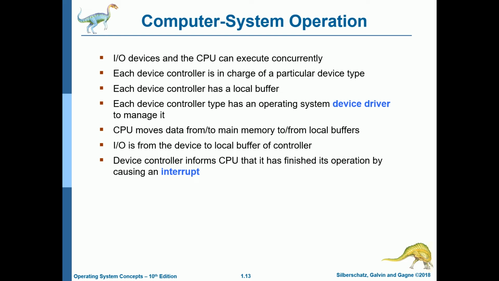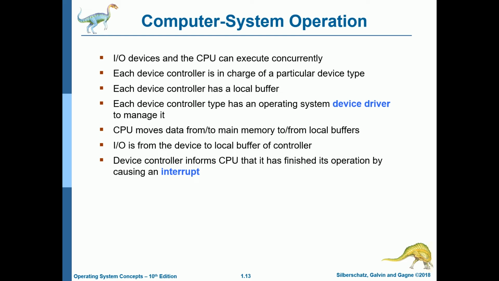Now, each one of these also has a local buffer. And remember, a buffer is just a small piece of memory that we can store information that we can flush out. Along with that, the devices themselves have an operating system device driver in order to manage that input and output device. The central processing unit moves that information from and into the main memory and into those buffers. Input and output is from the device to the local buffer's controller.